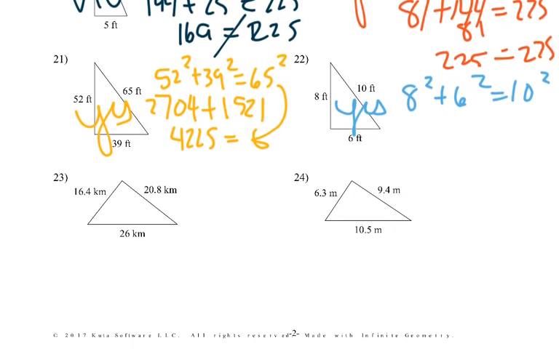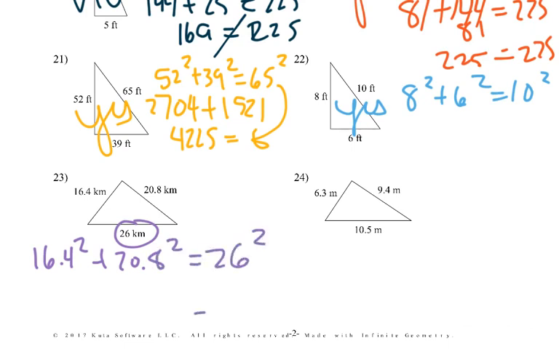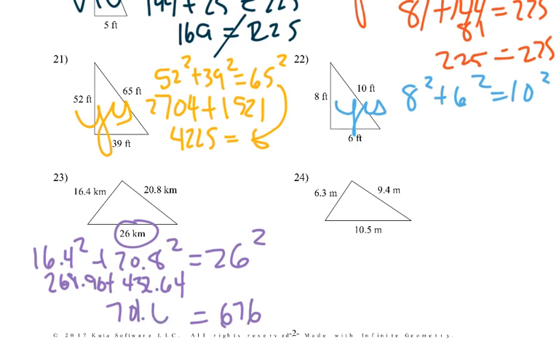Okay, now 23 here. That's still the biggest number, so 16.4 squared plus 20.8 squared, does that equal 26 squared? 26 squared equals 676. 20.8 squared equals 432.64. 16.4 squared equals 268.96. Add those together, and we get 701.6, so they're not, so no.